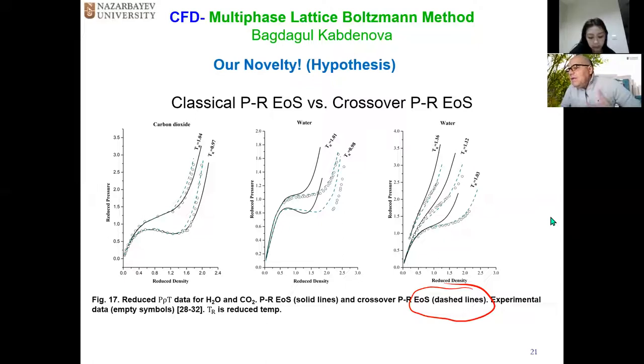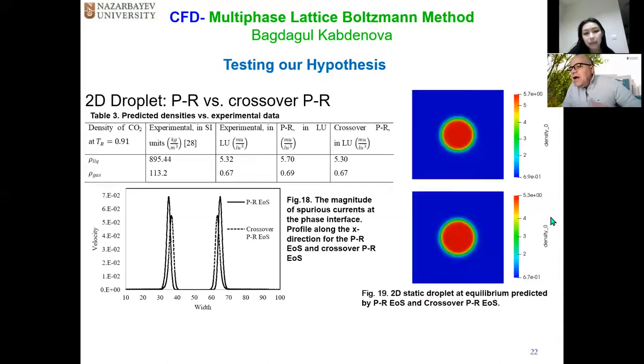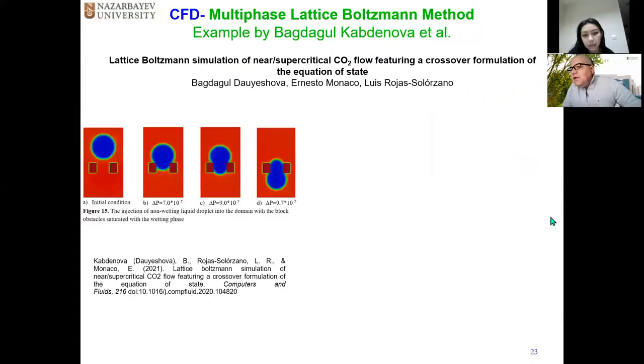Well, once she programmed her new equation of state, we tested her hypothesis, and she found that effectively, in a single droplet, the noise was much less. So the supercritical condition was more stable using the crossover formulation. And that was a good signal for us. Then she continued and started modeling the introduction of droplets of CO2 in a channel saturated with water.